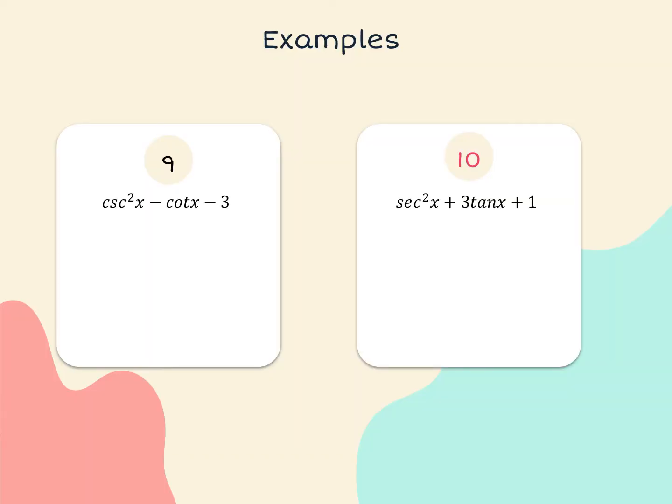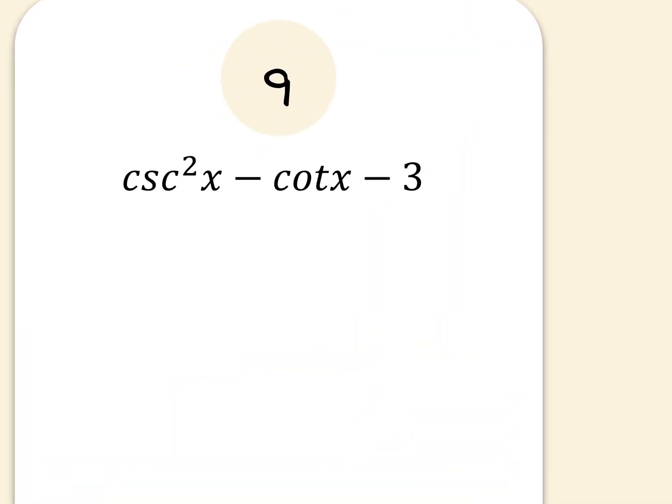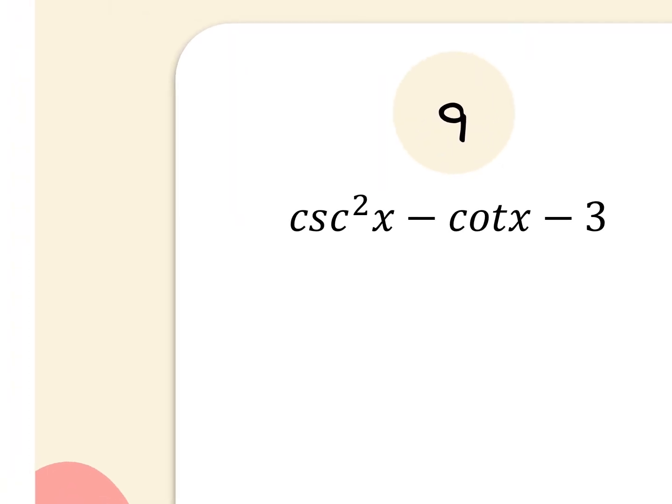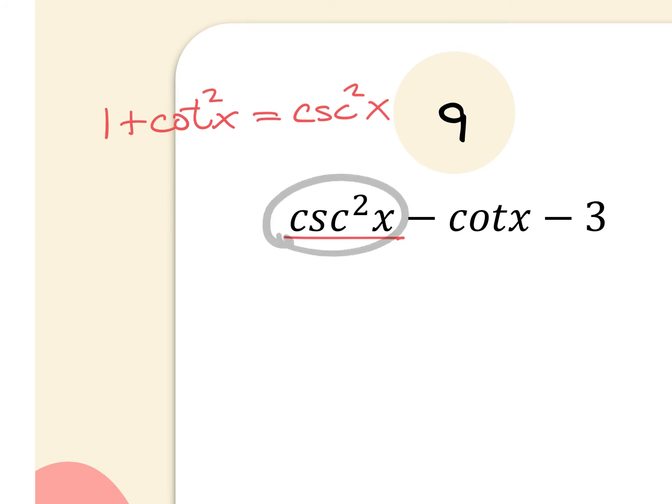Now, on number 9, notice we got two different words here. So what I need to use here is a Pythagorean identity and do a substitution first so I can make both of the words the same. So I'm going to be using the Pythagorean identity for this one. I'm using 1 plus cotangent squared x equals cosecant squared x. So I'm going to replace this with this.